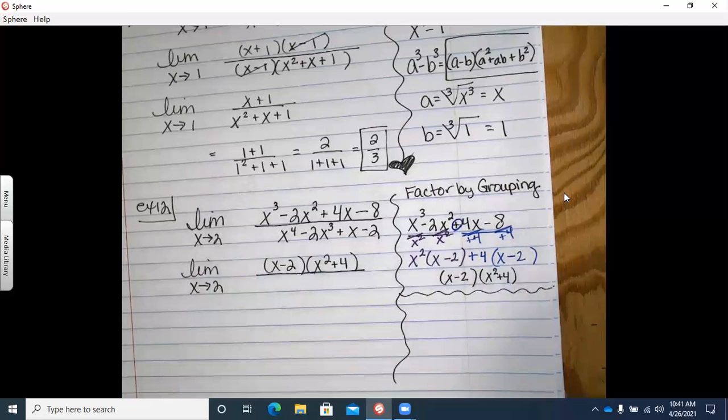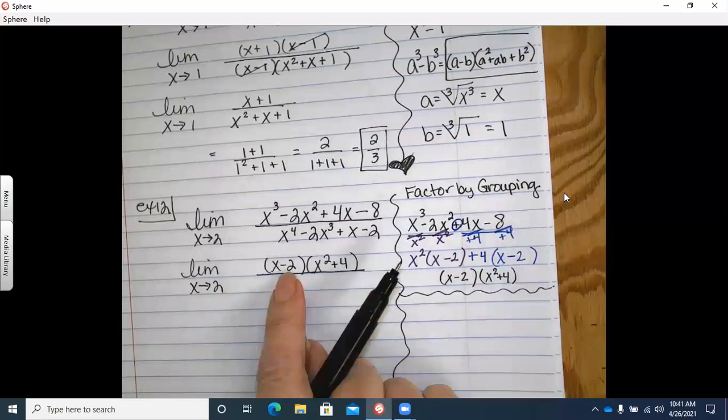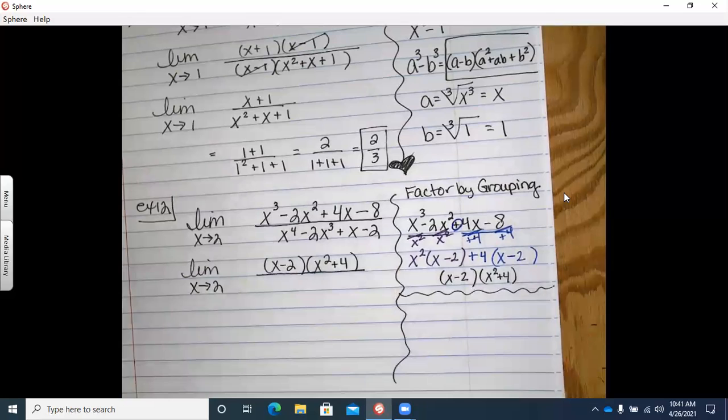Well, that doesn't cancel with anything in the denominator. Can I cancel that x minus 2 with that x minus 2 in the denominator? No, because it's not factored. That's standard form. You can't do that. You've got to factor it and see what you get.